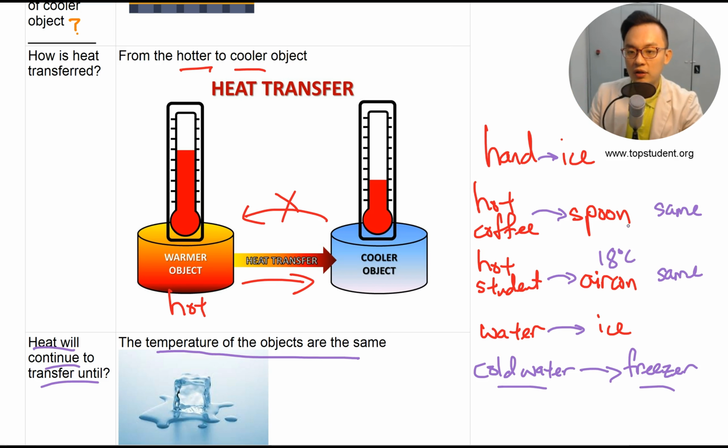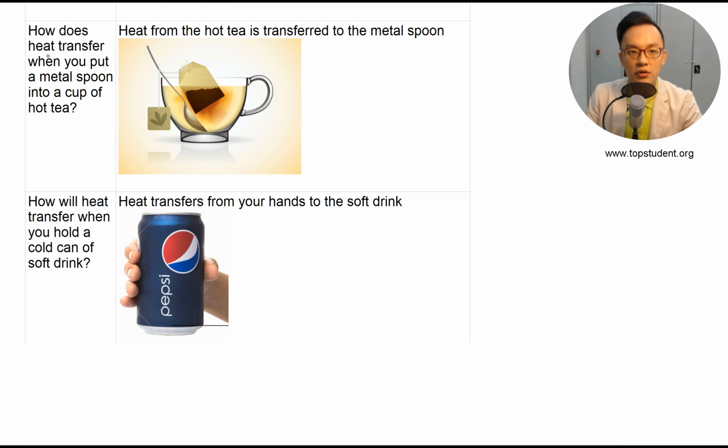Alright, so water will transfer heat to ice again until the temperature becomes the same. Cold water will transfer heat to the freezer until the temperature becomes the same as the freezer, which is usually below 0 degrees, and that's why the cold water will eventually become ice.